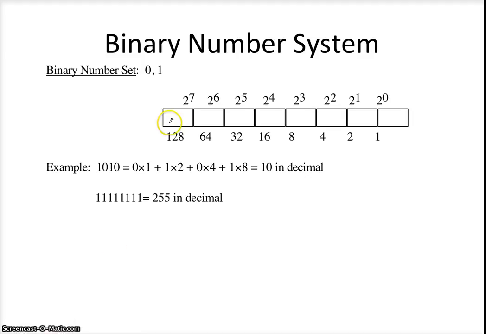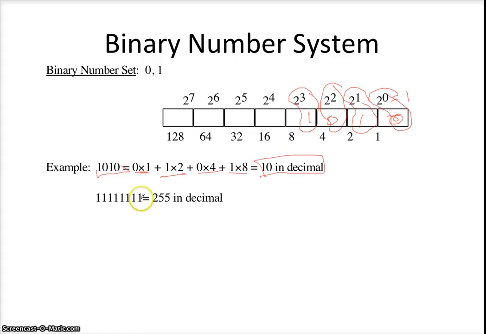So what if we want to convert the binary number 1010? We'll just put them into our little boxes, 1010. That would be 0 times 2 to the 0th power, which is 1, because 2 to the 0th power is equal to 1. 1 times 2 to the 1st power, which is 1 times 2. 0 times 2 to the 2nd power, which is 0 times 4. And 1 times 2 to the 3rd power, which is 1 times 8. And that's 10 in your decimal system.